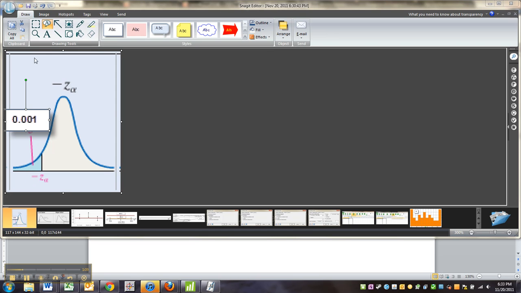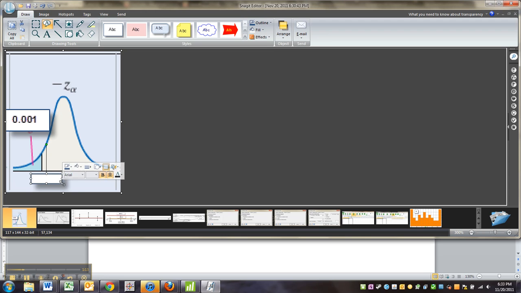All right, then this guy down here, negative z alpha, is what we're actually trying to find. So we're going to need to find it with Excel. It's not going to come to you by magic or something. So the question is, how do you find it?